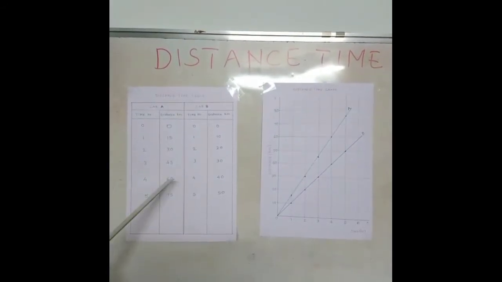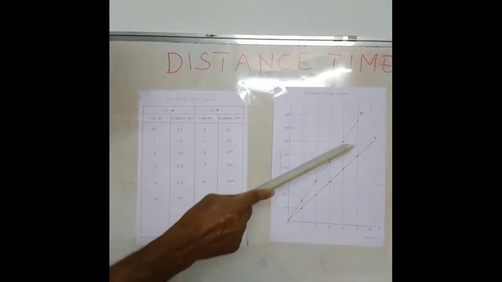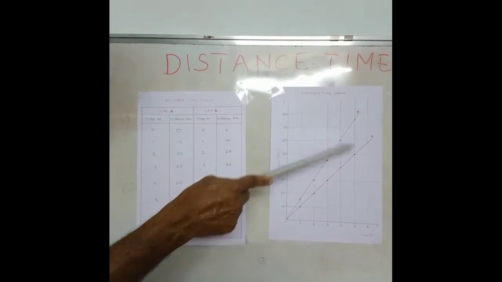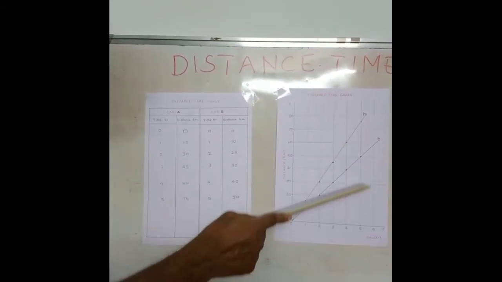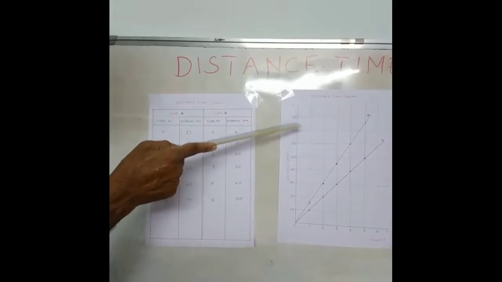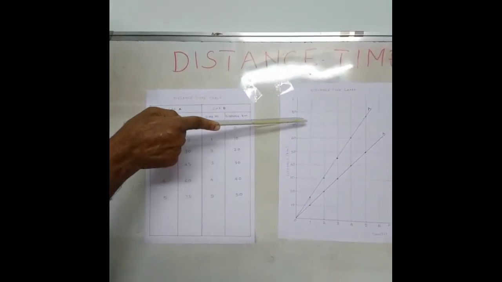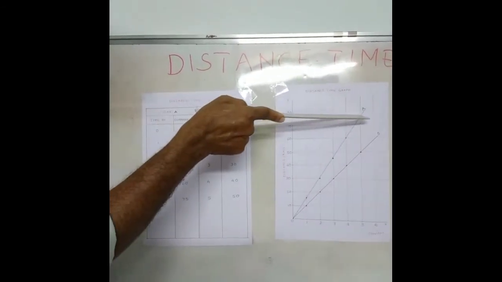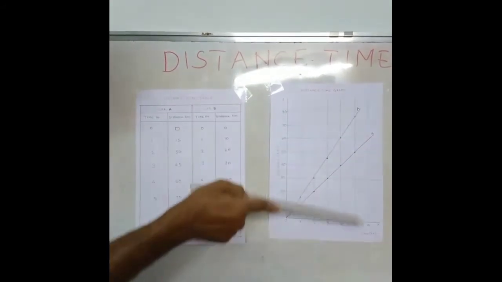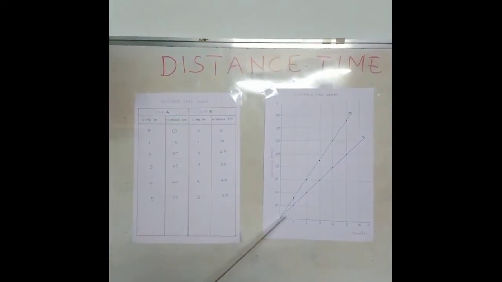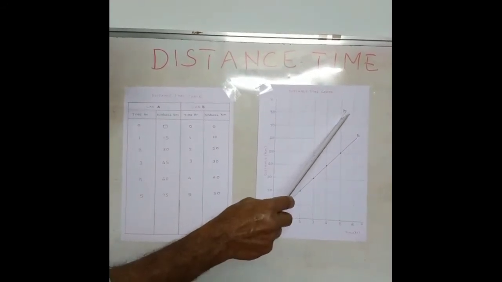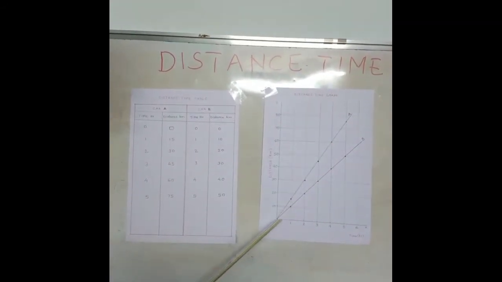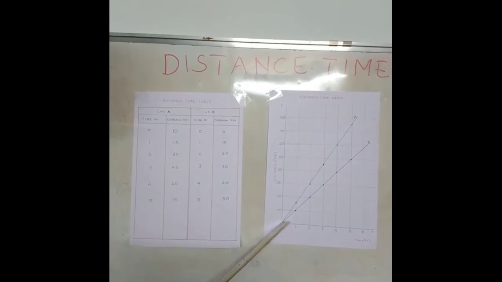Then we have 4 and 60. 4 and 60. This is 60. This is 4. And then we have 5 and 75. This is 70 and this is 80. So midpoint is 75. It goes like this. At this point it means this is 75 and 5. So using a straight line, we can complete this graph starting from 0, 0 origin.